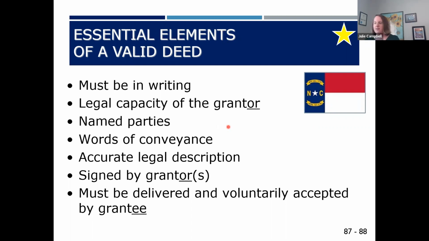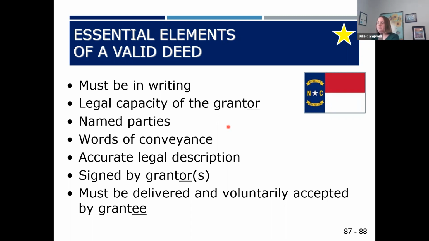If I were you guys, this weekend when you're studying, write down the required elements on page 87, and then write down the non-essential elements on page 88, so you can have a nice side-by-side comparison. And you can clearly see, this is what's required, this is what the judge is looking for, and these are the extras. We often see them, but they're not required.